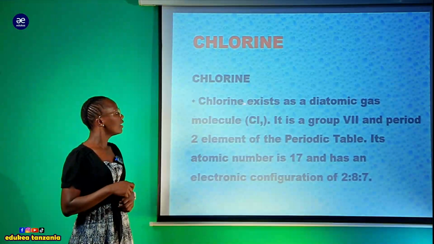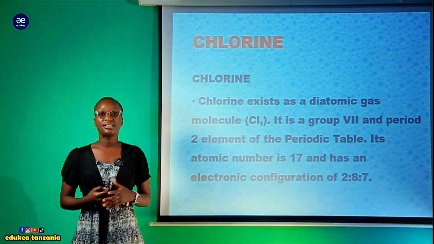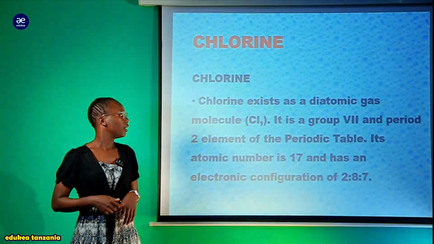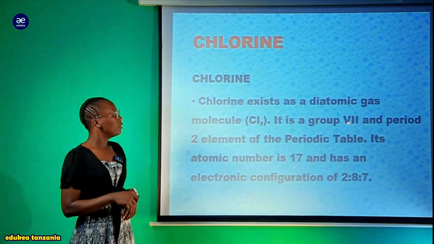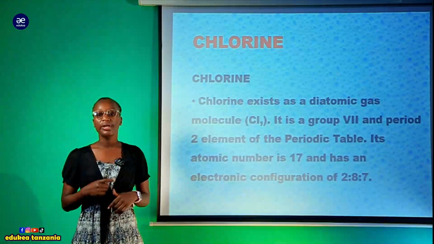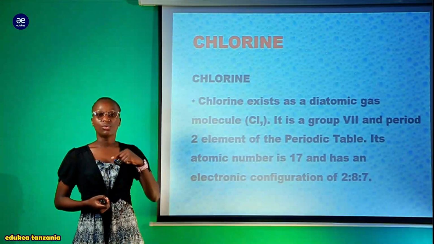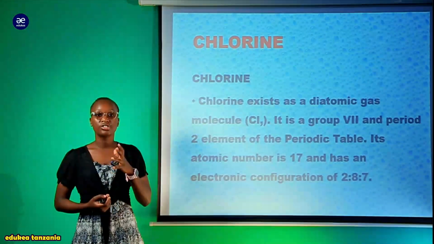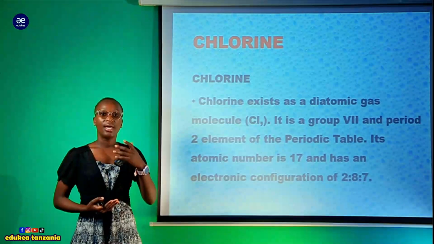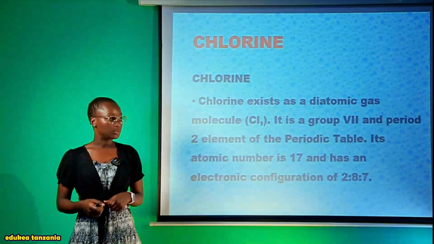Now, chlorine exists as a diatomic gas molecule. Chlorine exists as a diatomic gas molecule ambayo tunaona kwamba inakuwa ni chlorine gas. It is a group 7 and period 2 element of the periodic table. Kwenye periodic table huyu chlorine ana exist katika group number 7 ambapo tunaziita ni halogen, halogen group. Lakini ukija kwenye zile horizontal rows of the periodic table, yenyewe chlorine ina exist katika period number 2.